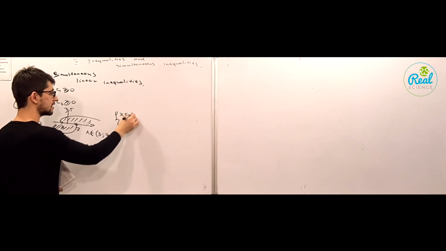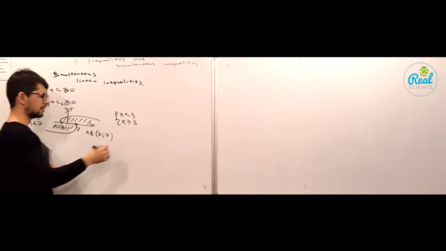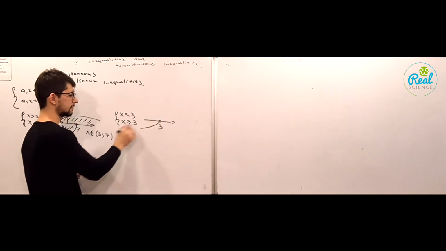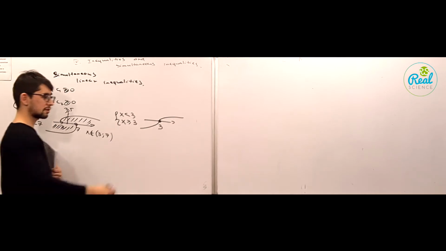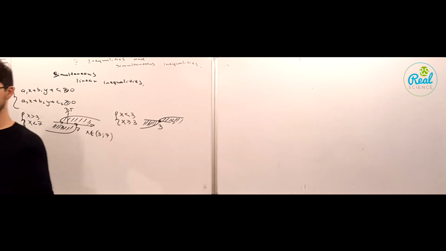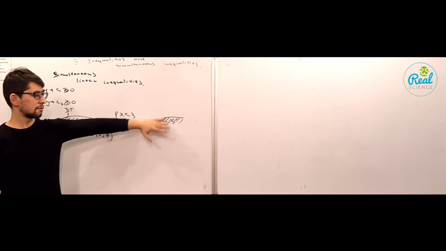x is less than 3, x is greater than or equal to 3. What about this? Let's draw. Here we have 3. x is less than 3, and we have x, which is included, greater than 3. So what is your solution? Minus infinity till 3. It should be common for both of them, from the lower and upper sides, right? What is common?